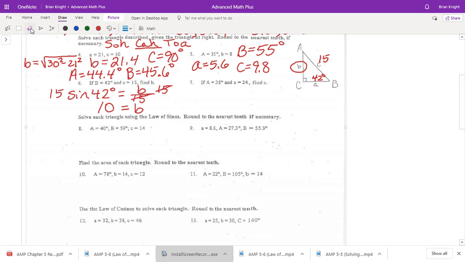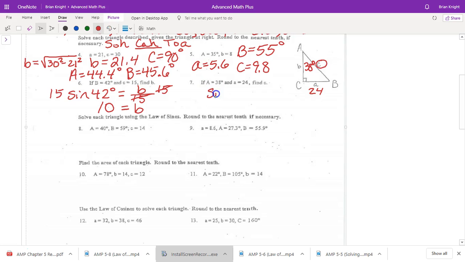All right. We're done, because like I said, we just had to find B. Same thing on number 7. This time it says A is 38 degrees, and little a, side a, is 24. And we've got to find the hypotenuse. So what are we using on that one? Sine, same thing.